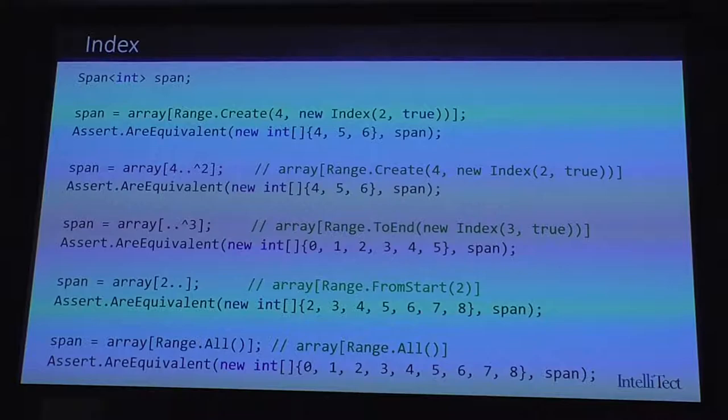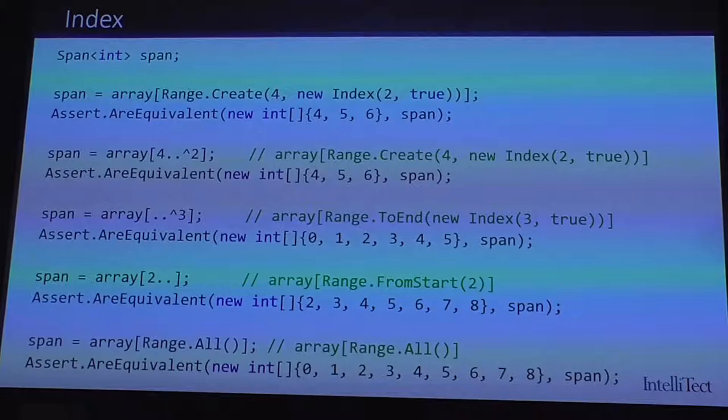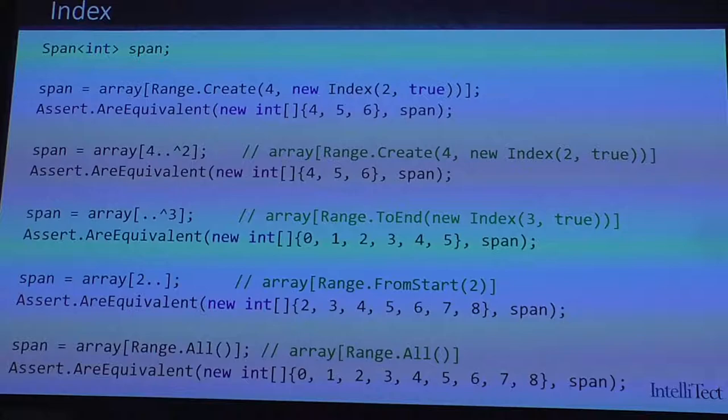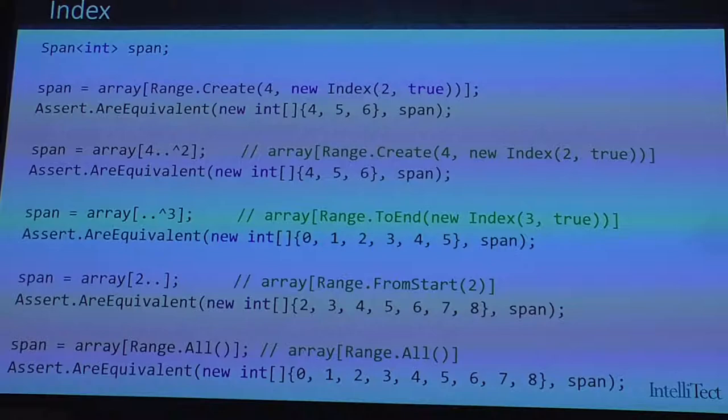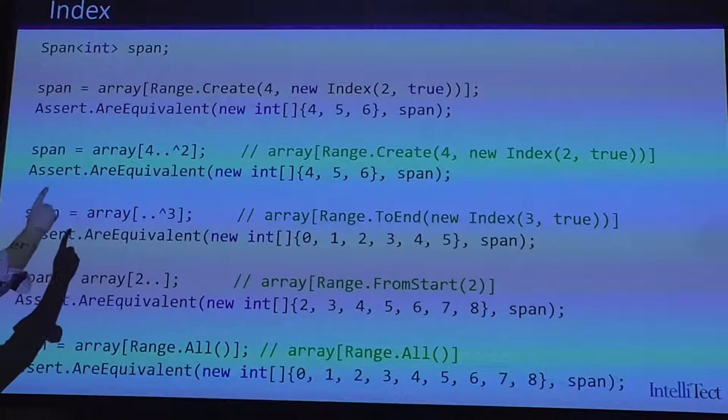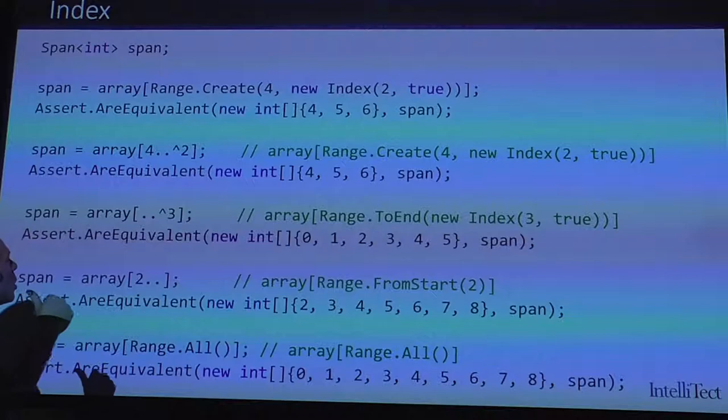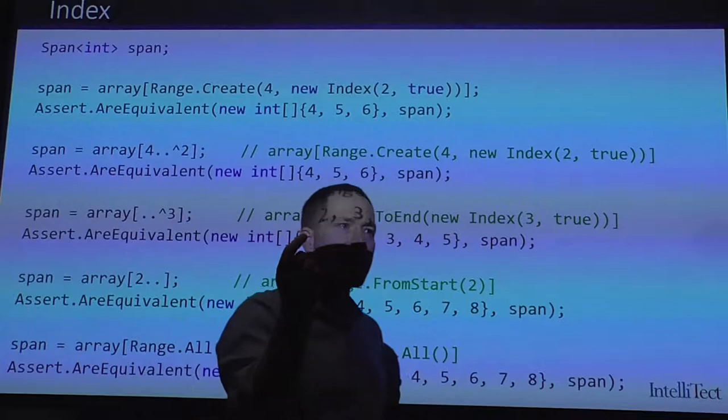Let me come back to that question because I think this might answer what you're thinking. It turns out we have this type called span that allows us to select a splice, a span, or a range within a collection that is indexable. So I could go ahead and write range create for new index to true to say, hey, let's count backwards. Or I could take that syntax and just do that and go for the second to last element.